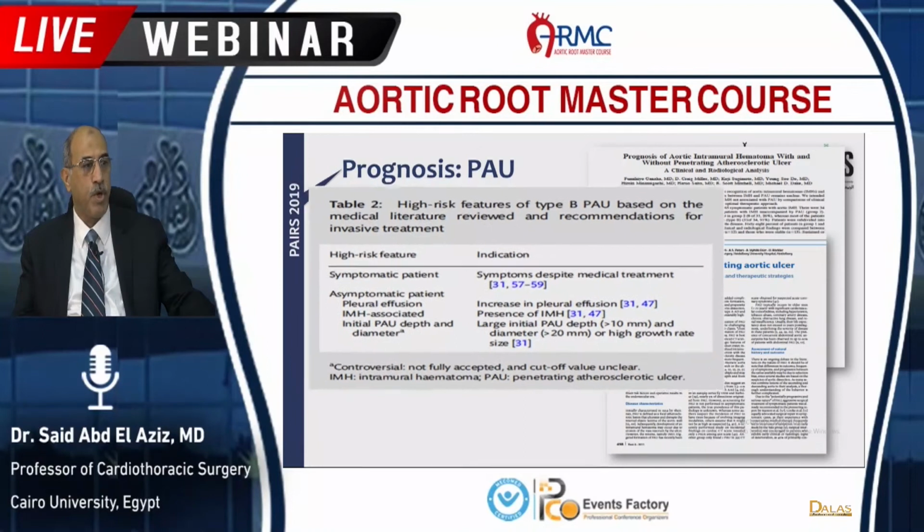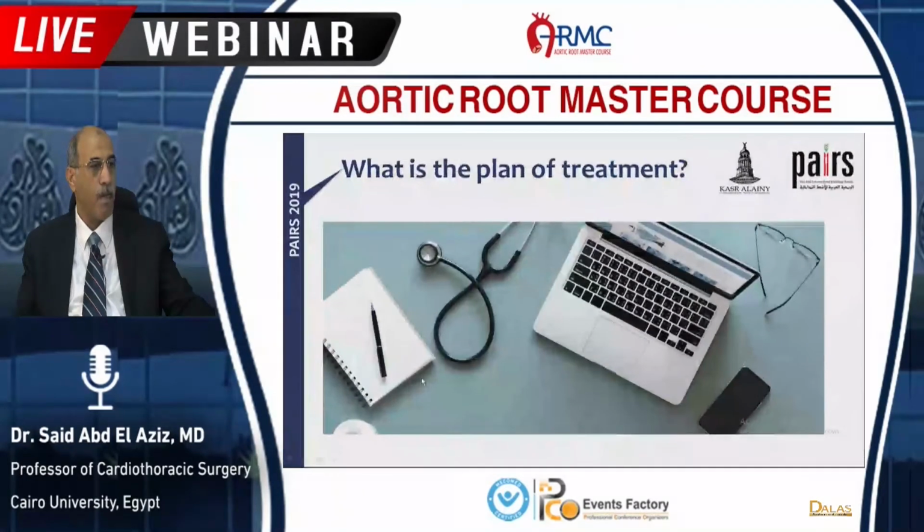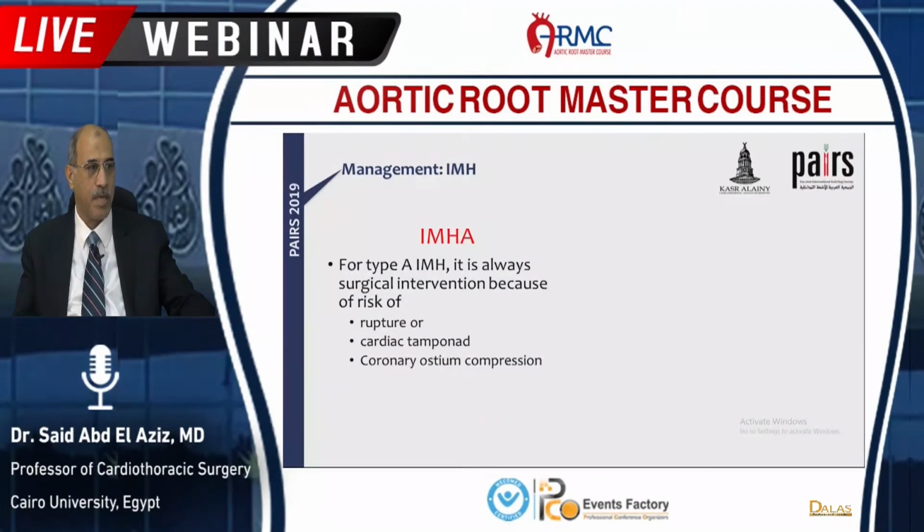Others say that the prognosis of penetrating aortic ulcer is also associated with bad risk if there is a pleural effusion, if it is associated with intramural hematoma, or if its depth is more than 10 millimeters. So what is the plan if we have a patient with an intramural hematoma or a penetrating ulcer? Let us start with the intramural hematoma.